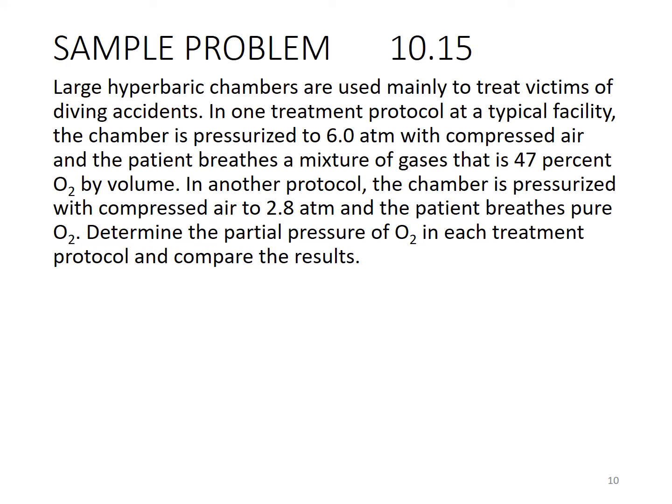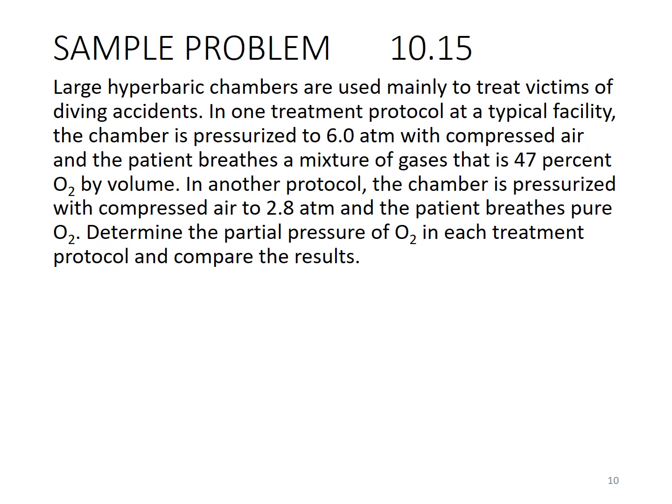Let's try another one of these. We have a large hyperbaric chamber. They're used to treat victims of diving accidents typically. In one treatment protocol at a typical facility, the chamber is pressurized to 6 atmospheres with compressed air, and a patient breathes in a mixture of gas that is 47% oxygen by volume. In another, separate protocol, let's call it the second protocol, the chamber is pressurized with compressed air to 2.8 atmospheres, and the patient breathes pure oxygen gas. Determine the partial pressure of oxygen in each treatment protocol and compare the results. We would maybe expect them to be similar if they are the same sort of treatment option, for example.